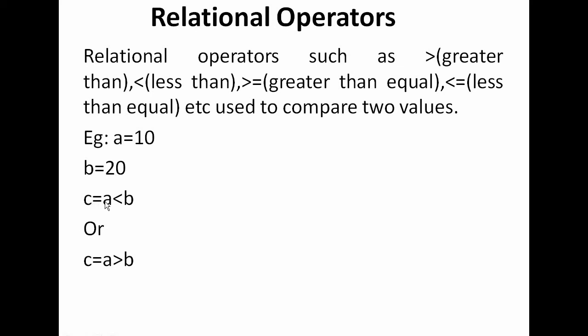Under C, what we are doing is comparing two things. A is less than B. Here A is 10, B is 20. I'm just comparing the two different values. So in this way, we do some kind of comparison between two different values. If we do a comparison, then it falls under relational operators. That means using relational operators, we can compare two different values. You can clearly judge yourself from this example.